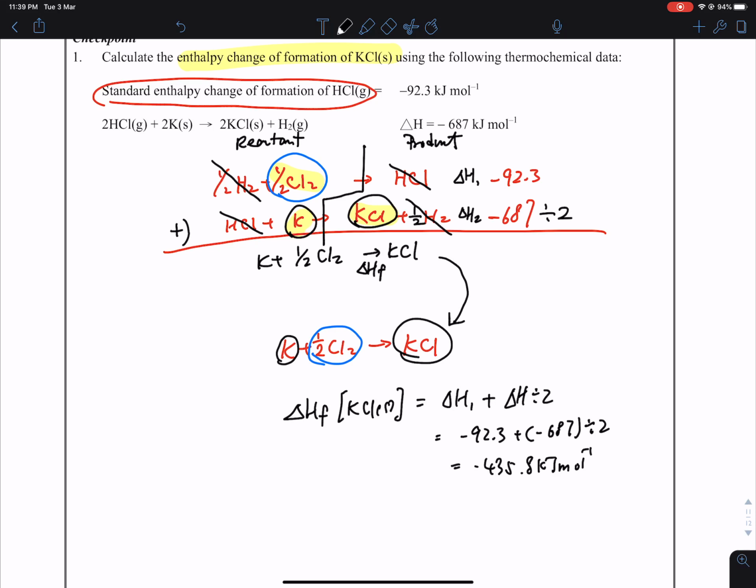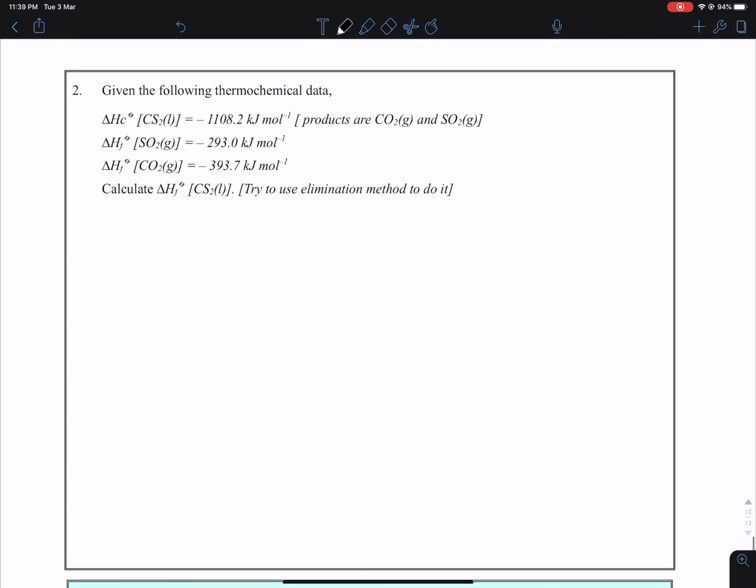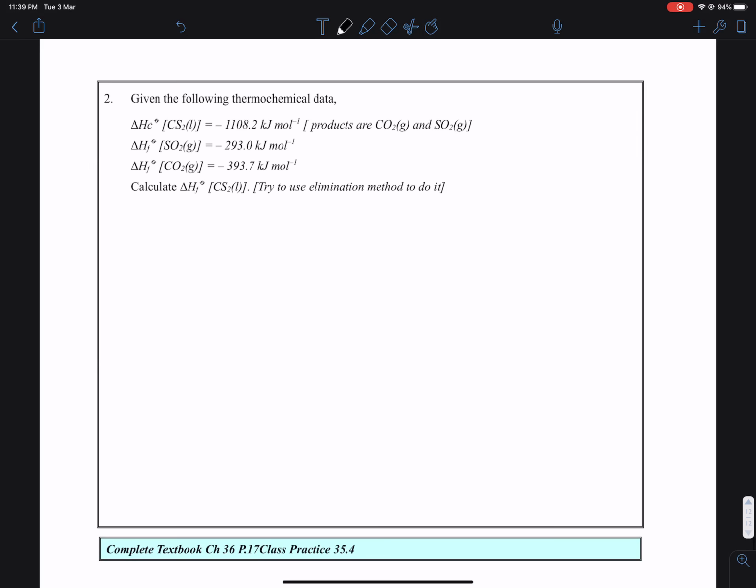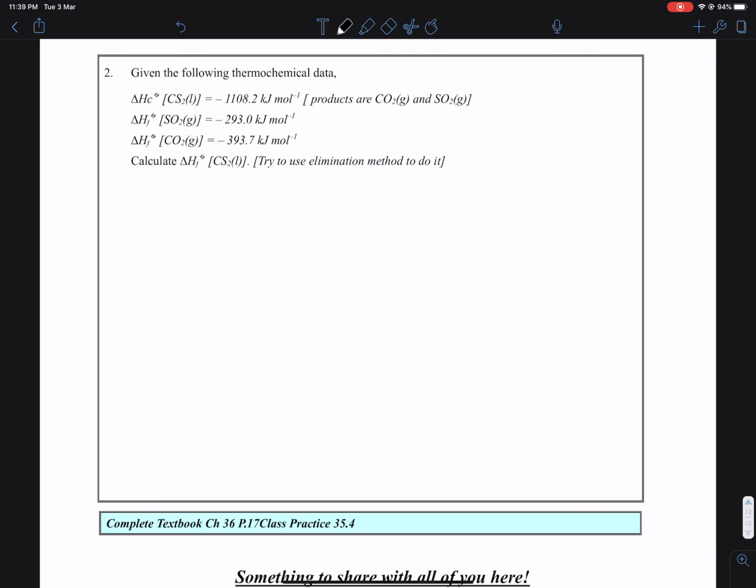-435.8 kJ/mol. Done. So we use the elimination method to calculate the enthalpy change of formation of KCl in this scenario. So the last one will be here. So try to work this out by yourself and spare 5 minutes of time to work it out and check the answer. So please pause the video first before you check the answer.